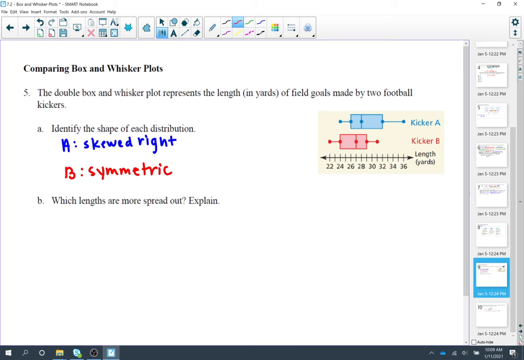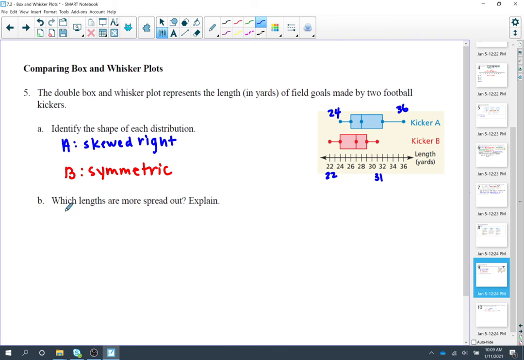Part B, which lengths are more spread out? Explain. Well, a box plot shows the variation or the spread of the data. If you look at kicker A, do you notice that his box plot is a whole lot longer than the box plot for kicker B? You could figure out that for kicker A, this is at 24 and this is at 36. The range here is about 11, 12, versus this is 22 to 31. The difference there is 9.